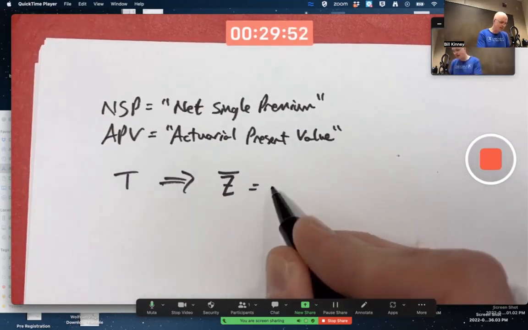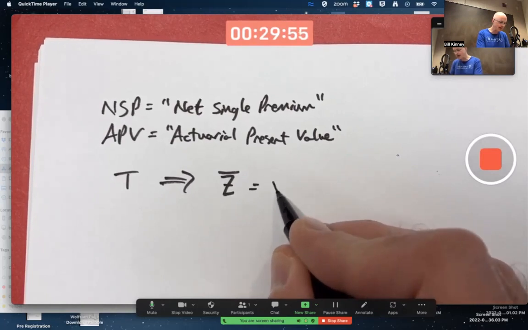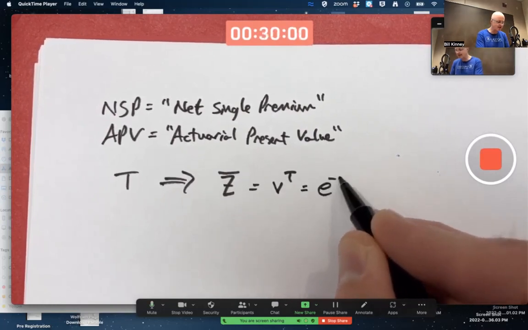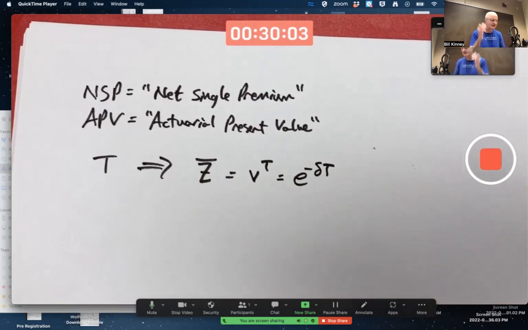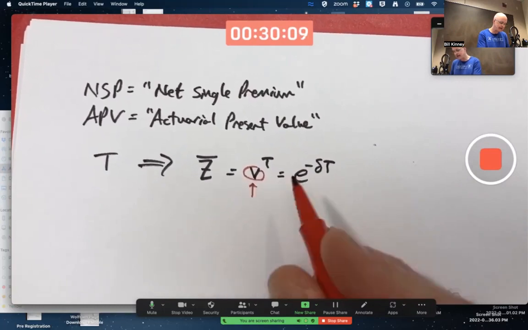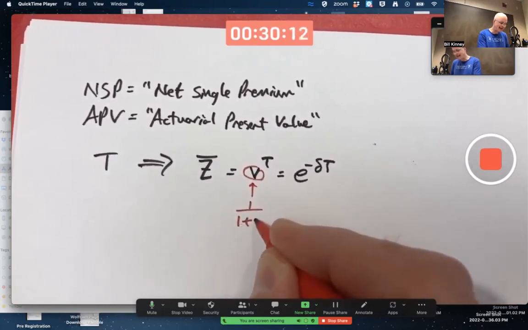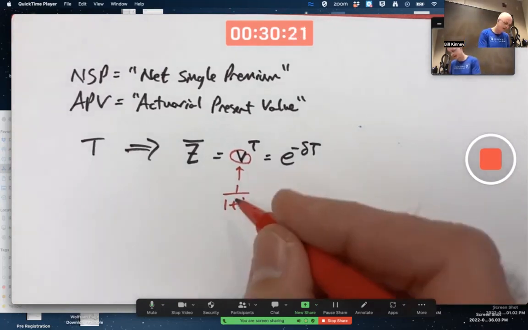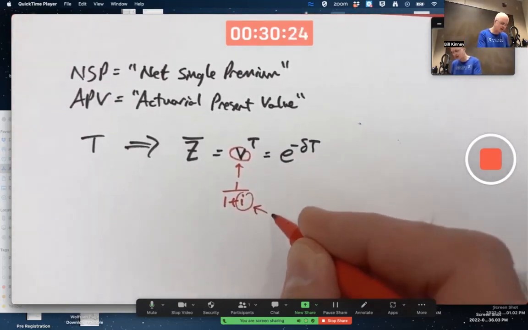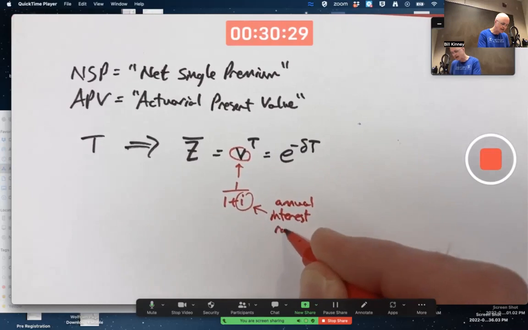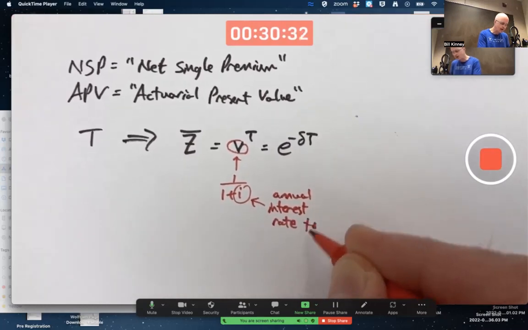What is this random variable going to be? There's a couple different ways to write it. One way I write it in the handout is v to the t power. Another way to write it is e to the negative delta times t power. What in the world is this all about? Now, if you remember from last Thursday, v is 1 over 1 plus i, where i is the interest rate that you're using to model the time value of money. i is not the imaginary unit, it's the interest rate, say annual to keep it simple, interest rate to model the time value of money.